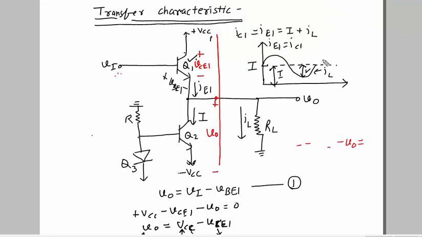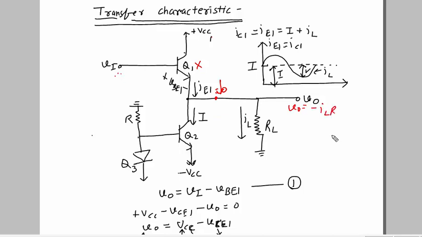Now what will happen if Q1 is off? It means IE1 will be 0. If IE1 equals 0, it means I equals minus IL. If you use KCL here, this current is 0, so I equals minus IL. So what is V0 here? V0 will be minus IL into RL.